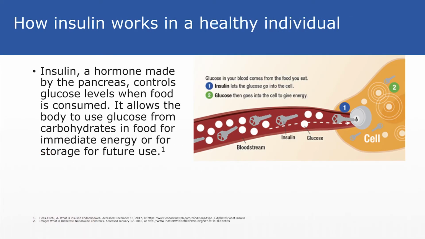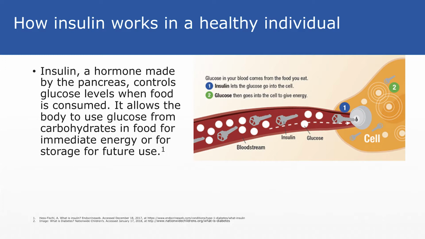So what is insulin and how does it work? Insulin is a hormone made by the beta cells of the pancreas. In a person without diabetes, when they eat carbohydrates, the pancreas produces insulin, which enables the cells of the body to utilize that glucose for energy or to store it for future use.